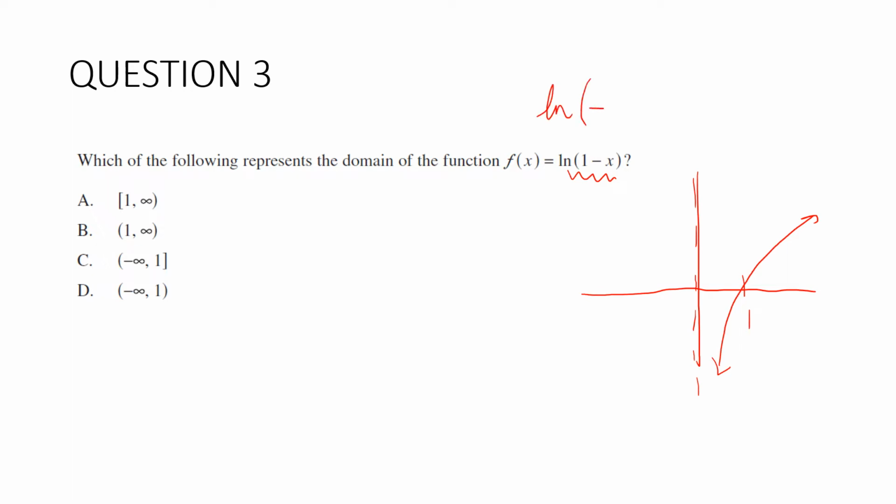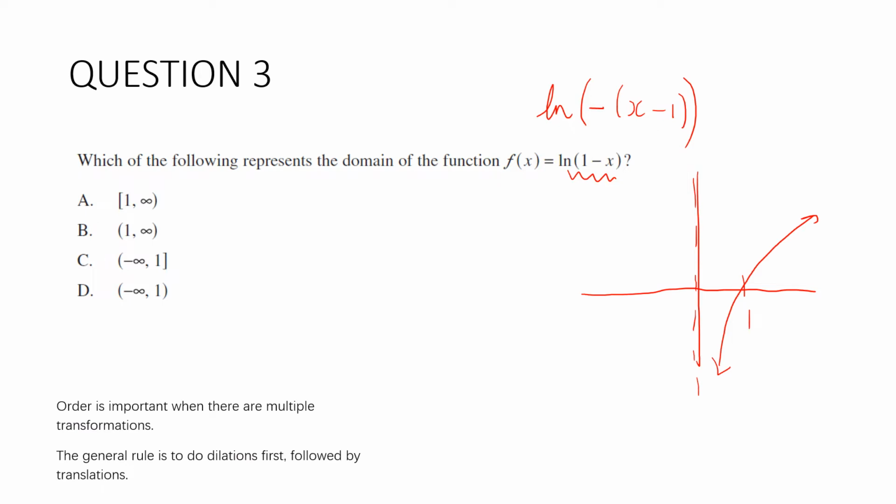I'm going to factorize the negative out, and I'm doing that so that I can have x in the bracket first. This is going to clear up my horizontal translation. So we've got two transformations here. We have a dilation, which is actually a reflection in the y-axis, and a horizontal translation. Now, order is important when there are multiple transformations, and the general rule is to do dilations first, followed by translations.